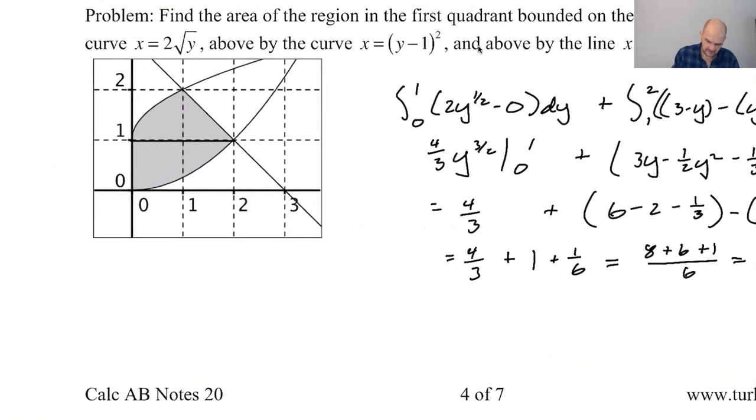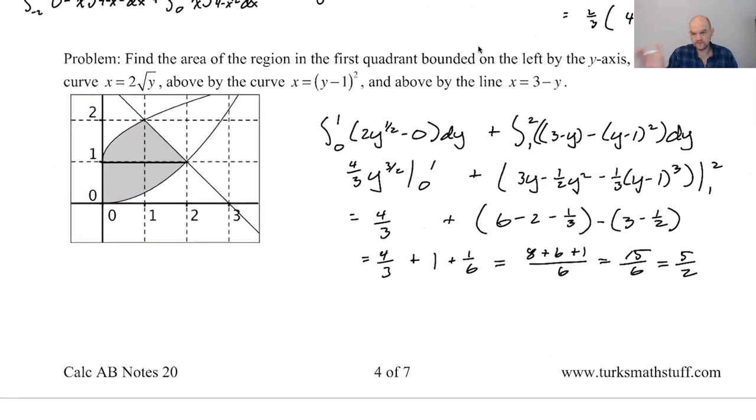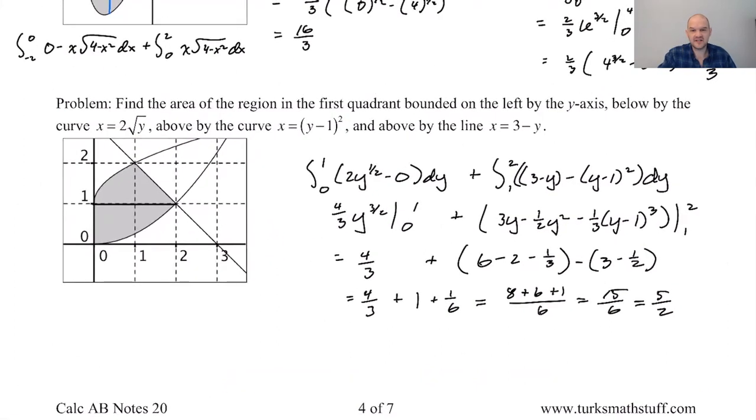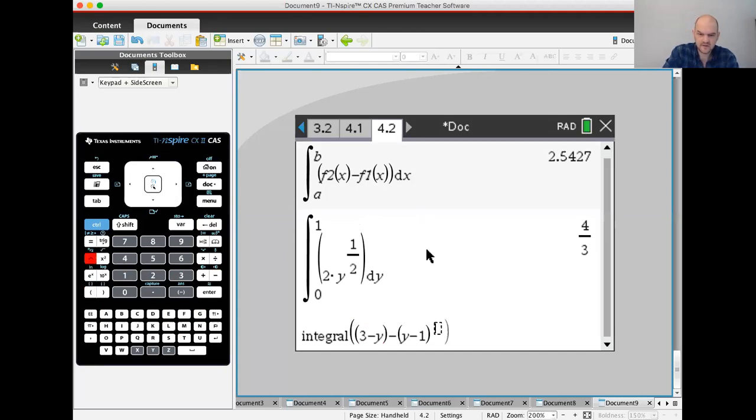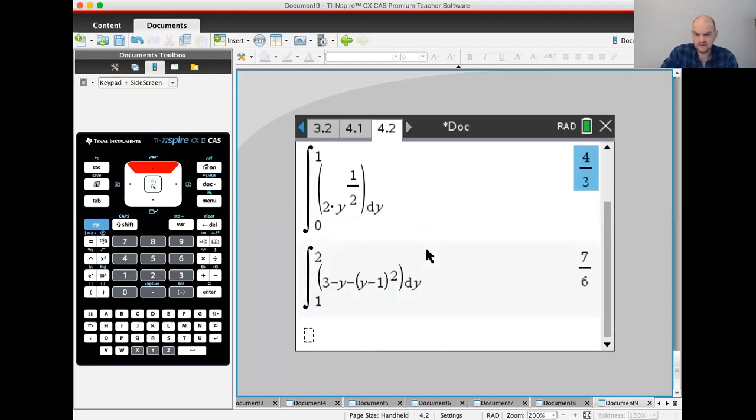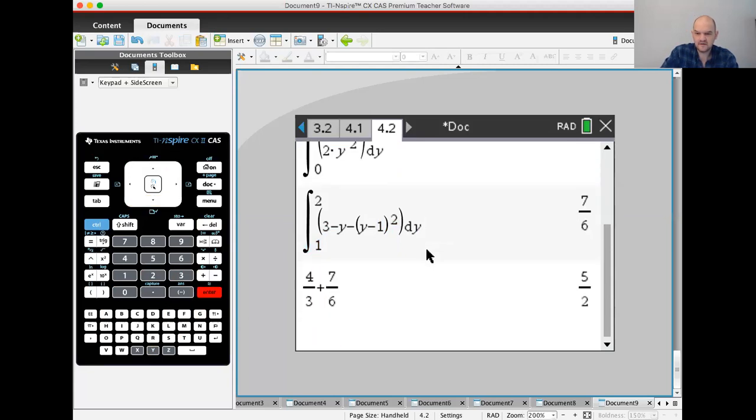So we could have done it the other way. Let's use a calculator for that. I know it says not to, but let's check it on a calculator and then also do it a second way on the calculator. So I want the integral of 2y to the 1/2, y goes from 0 to 1, and then we want to add to that the integral of 3 minus y minus the quantity y minus 1 squared, y goes from 1 to 2. If I do this plus this, I get 5/2.